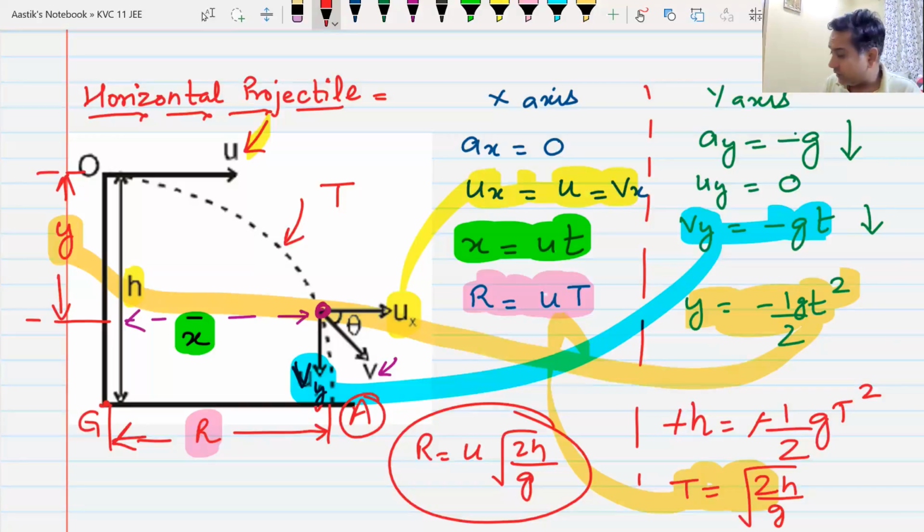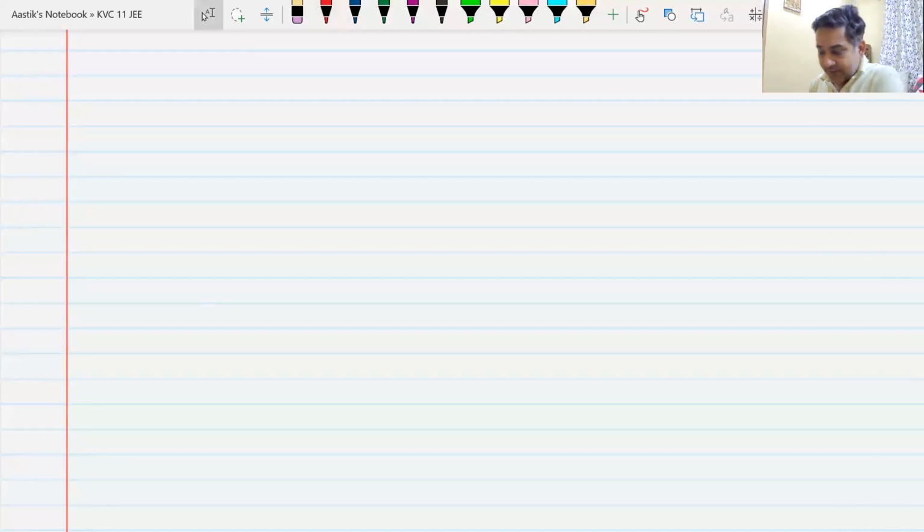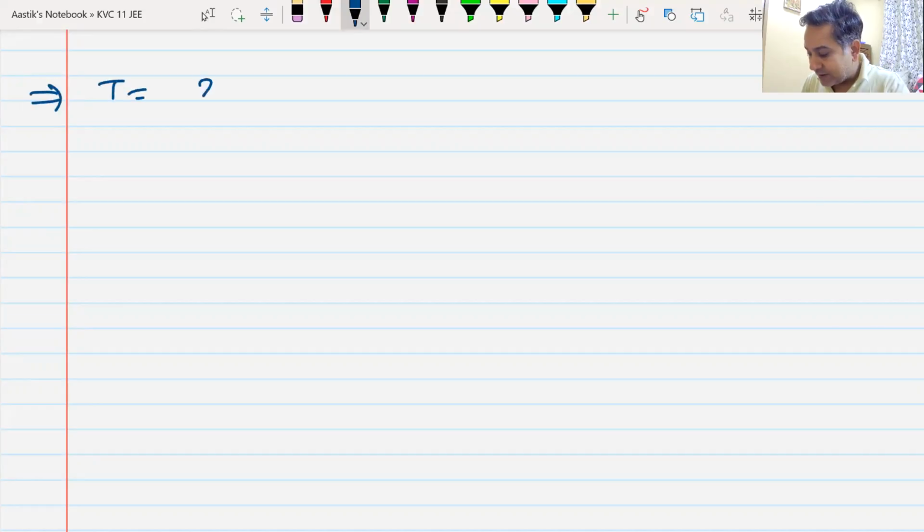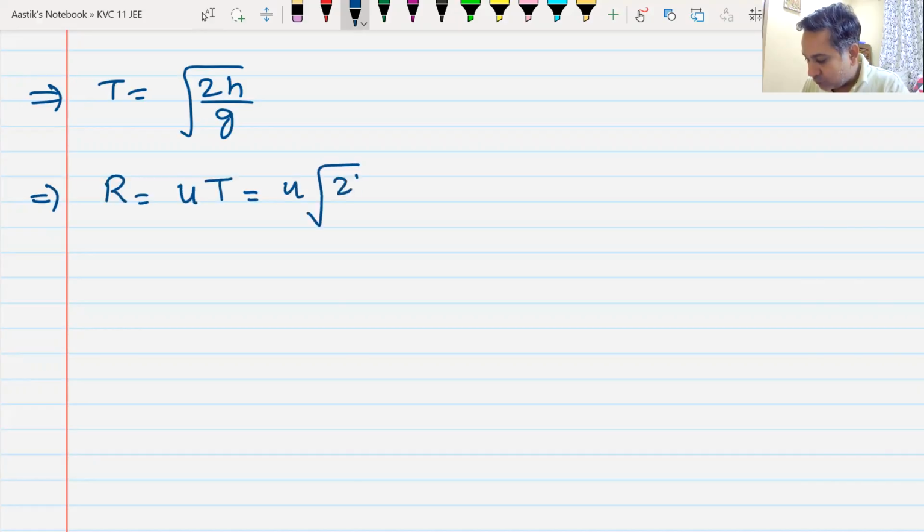Shall we move ahead and write all the formulas together? Yes or no? All these formulas we have derived from the equations that we have made. The first formula is time of flight. The time of flight is square root of 2h by g. Everyone understand this? Yes or no? Second formula is range. Range is u multiplied by t. You can write it as u under root of 2h by g. These are the only two formulas that are there.